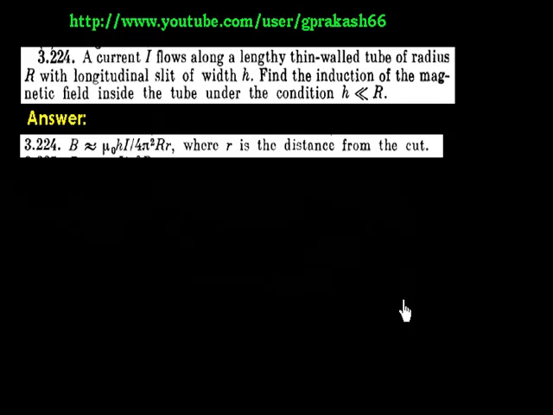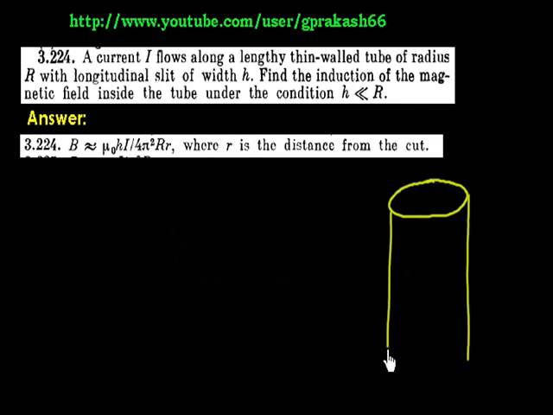So now this problem says a current flows along a lengthy thin tube of radius r and with a longitudinal slit of width h. So let us say we have a cylinder, and this cylinder is an infinitely long cylinder. So there is a current in this cylinder. Let us say I is the current, in the upward direction.